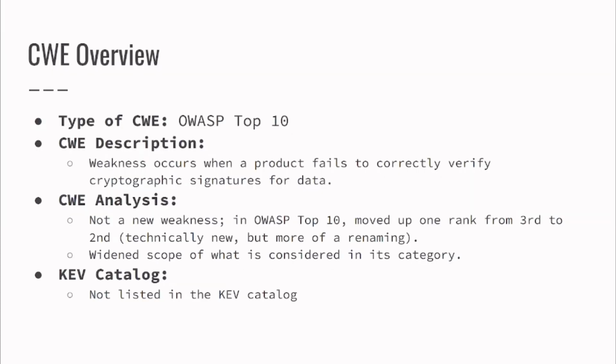So, the CWE is listed on the OWASP Top 10. CWE 347 is when the product fails to correctly verify cryptographic signatures for data. It's not a new weakness technically, but it was renamed and then moved up one rank. The reasoning is probably due to the widened scope of what is considered in its category, and it is not listed on the KEV.